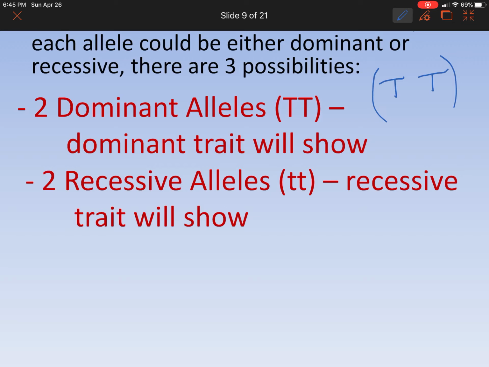This one, you could have two recessive alleles. That means you get one little t from your mom, one little t from your dad. In this case, the recessive trait will show. This is the weaker allele.